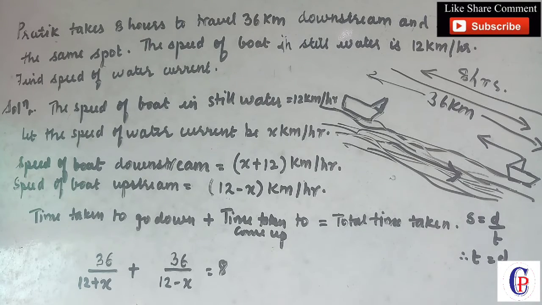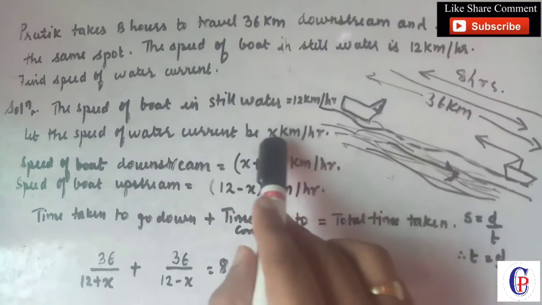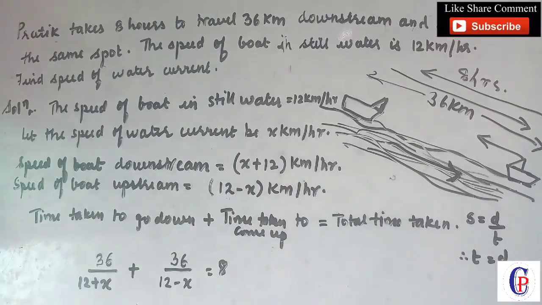You will get two values of x, one will be negative and one is positive. Of course the negative one cannot be taken because the speed cannot be negative, and hence we say that the positive value, whichever it will be, is the speed of the water current, because that's what we have taken here. X is the speed of water current.